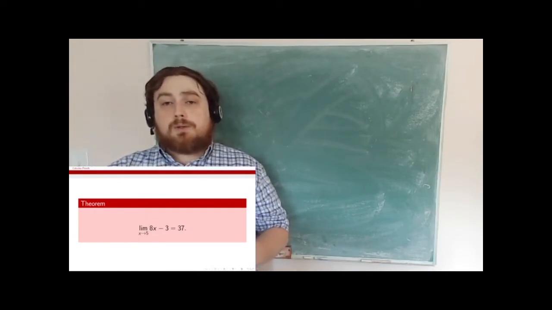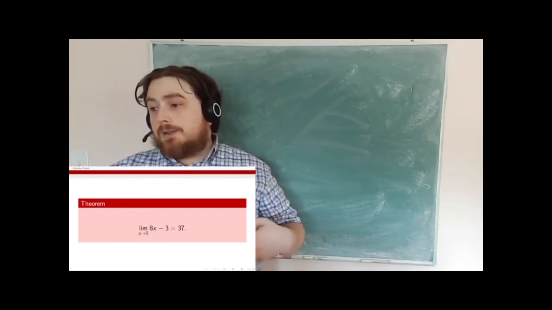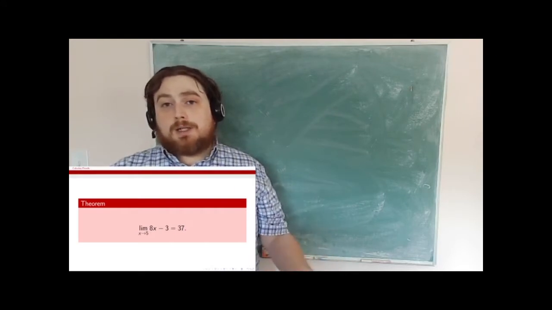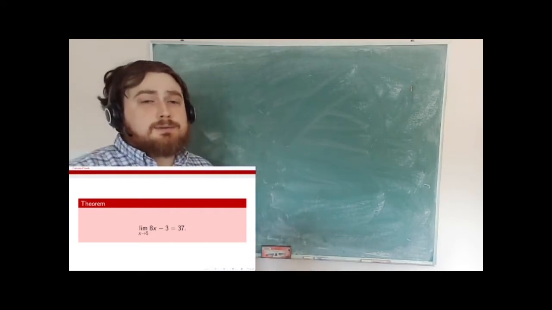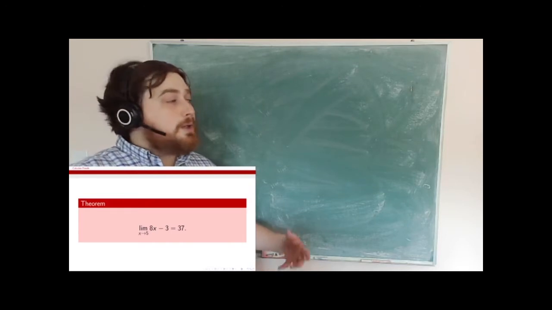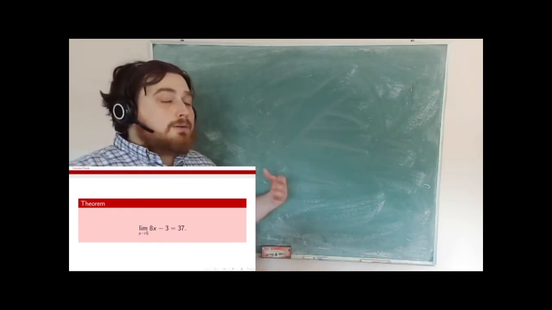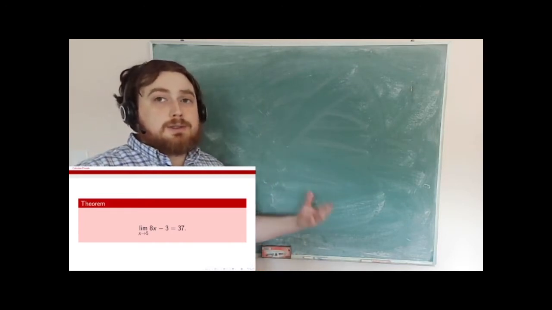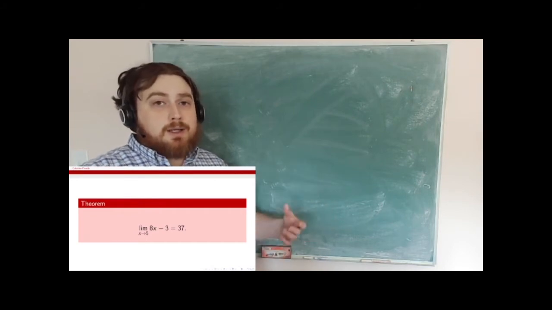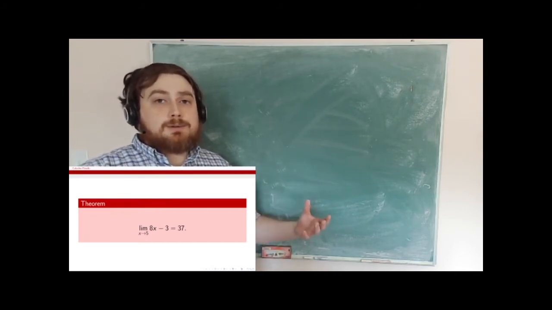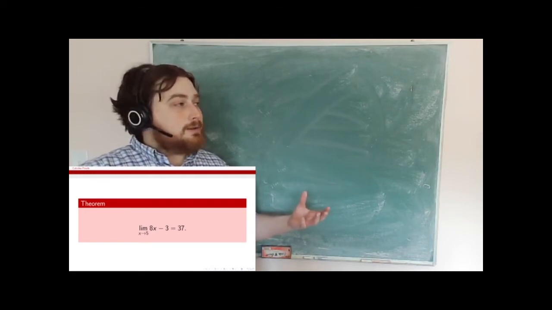All right, so now we want to show that the limit as x goes to 5 of 8x minus 3 is equal to 37. Remember how we did that: we have to show that for all epsilon greater than 0, there exists a delta greater than 0 such that |f(x) minus L| is less than epsilon whenever 0 is less than |x minus c| is less than delta.